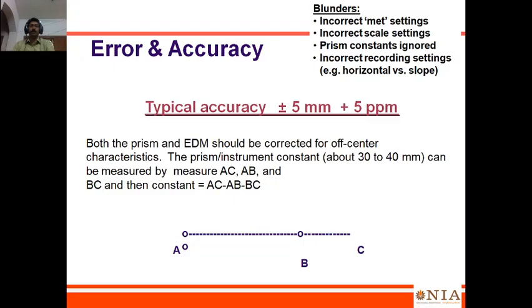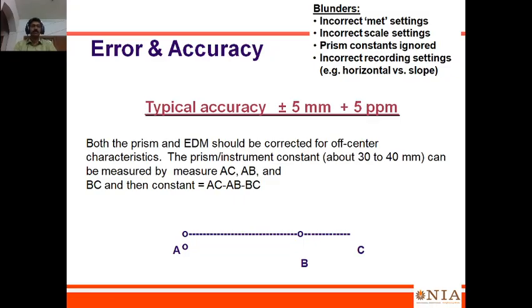So, EDM accuracy in detail. Typical accuracy is plus or minus 5 mm plus 5 ppm, as we have already seen. Blunders may happen with incorrect meter settings, incorrect scale settings, prism constant ignored, or incorrect recording settings. These are the blunders that may happen, which result in errors. Both the prism and the EDM should be corrected for off-center characteristics.